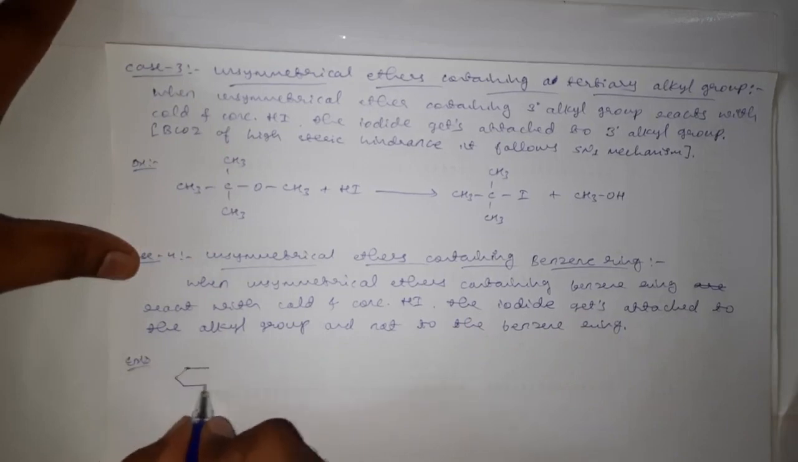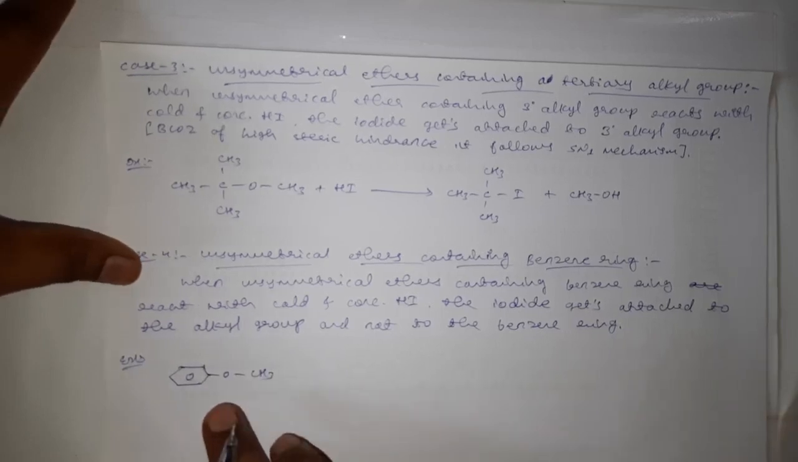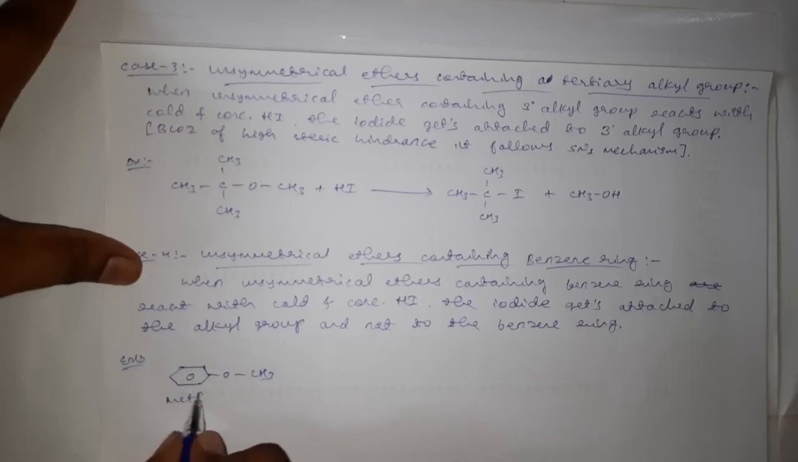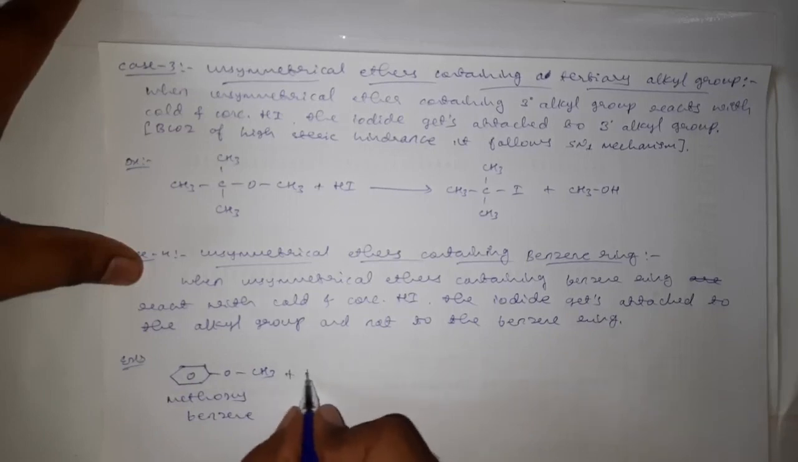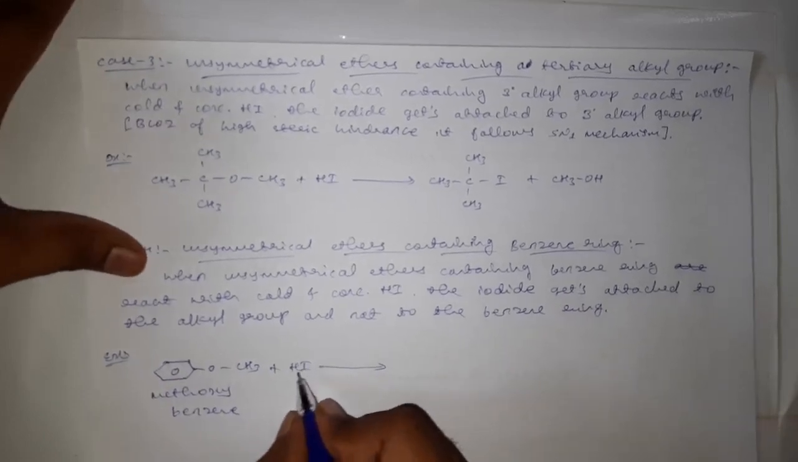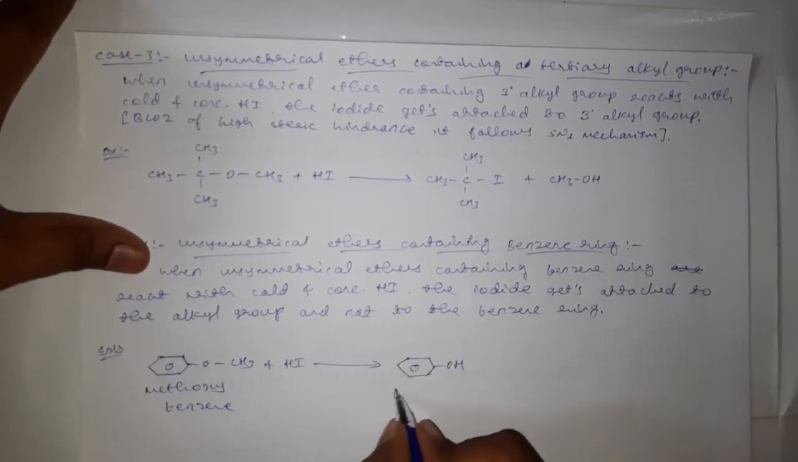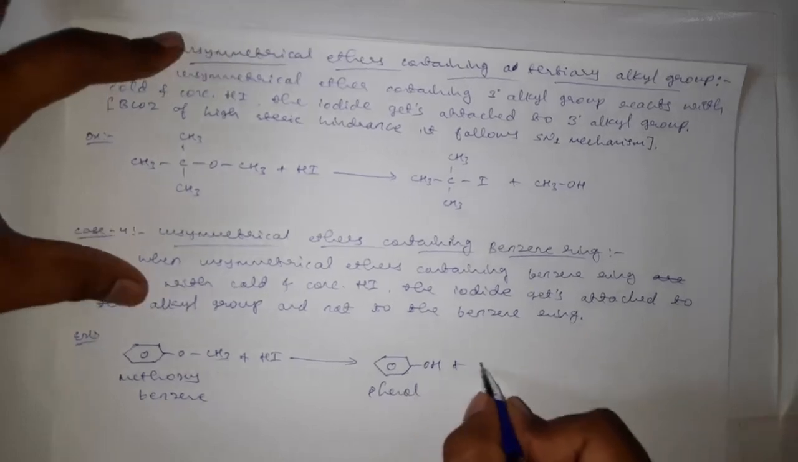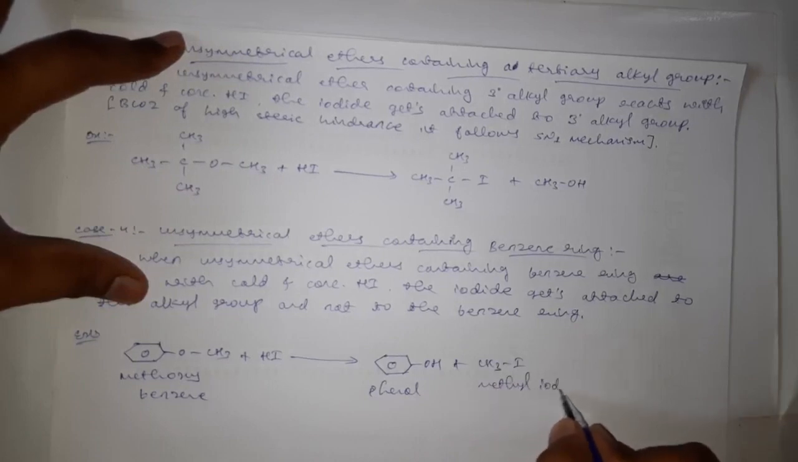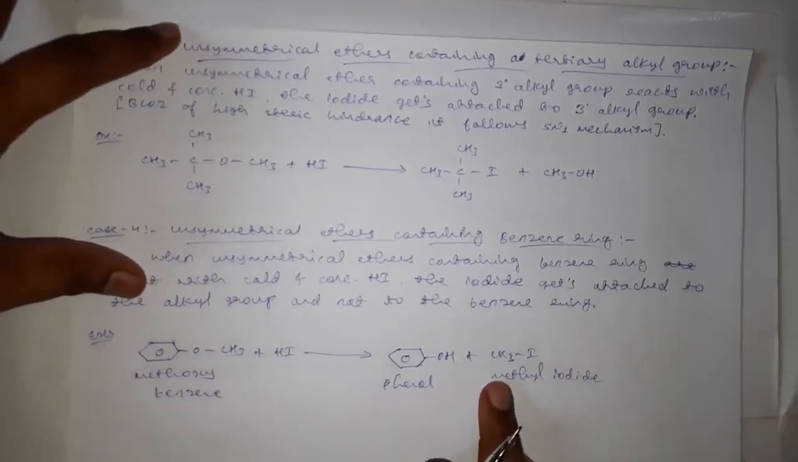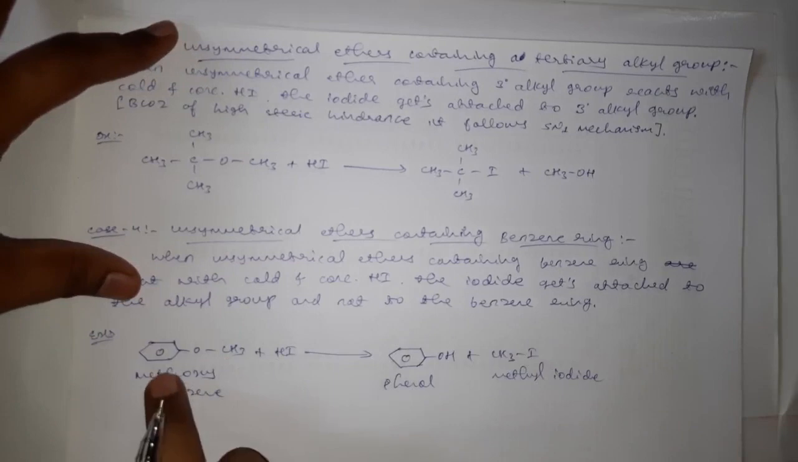See, for this, methoxybenzene is an unsymmetrical ether. When it is treated with cold and concentrated hydroiodic acid, we will get phenol plus CH3I. It is methyl iodide. See here, after the reaction the iodide is getting attached to an alkyl group instead of an aryl group.